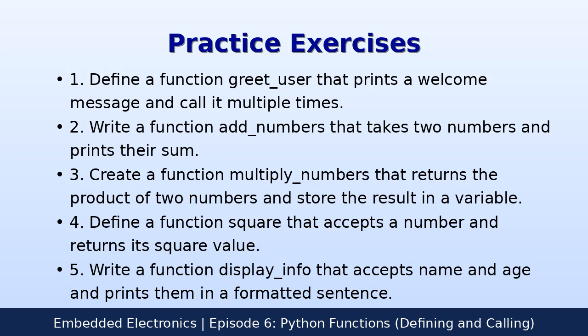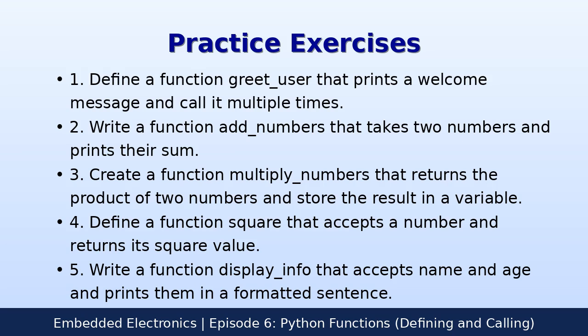Exercise 2. Write a function add_numbers that takes 2 parameters and prints their sum. Define parameters a and b. Then print a plus b inside the function and call it with 2 numeric arguments. Exercise 3. Create a function multiply_numbers that returns the product of 2 numbers and store the result in a variable. Use return inside the function and assign the call to a variable like result equals multiply_numbers.